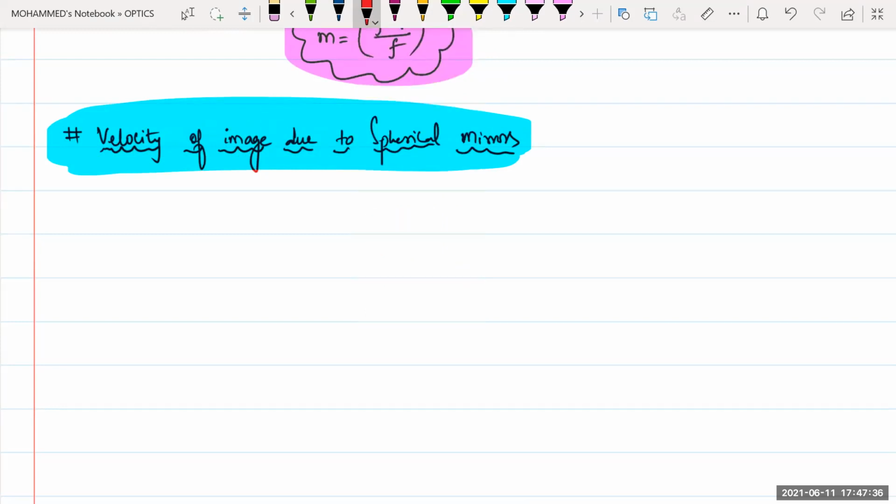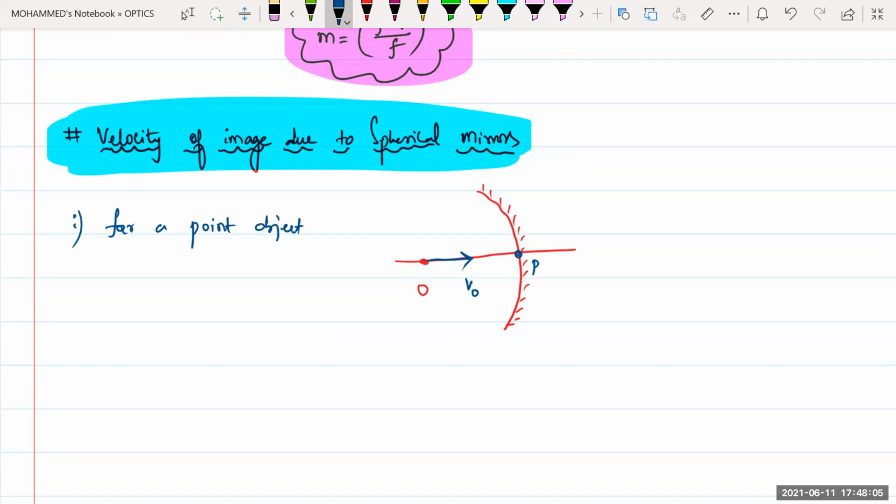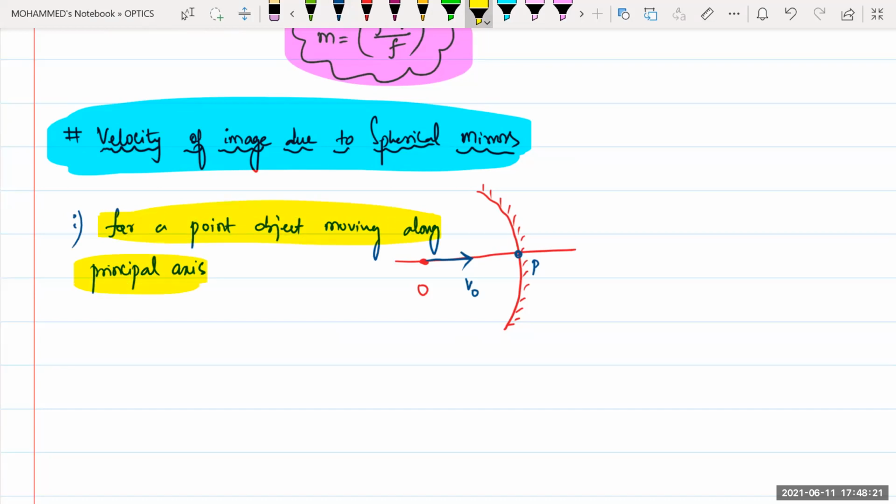Now see here, I'm just roughly drawing the diagram. This is your axis and it is silvered on the outer side. Here this is your object, beta, and the object is moving in the front direction with a velocity of this one, and this is the pole. What type of mirror is it, beta? Concave. Now see, we are talking about a point object moving along the principal axis.